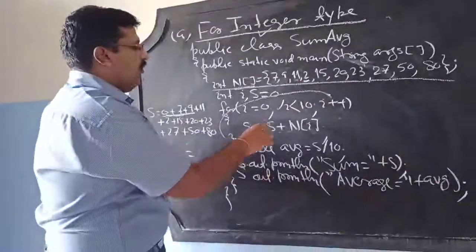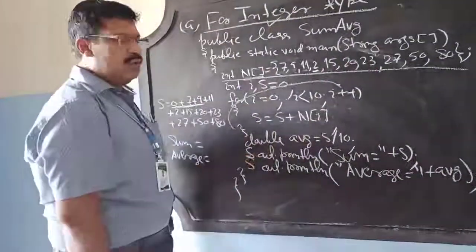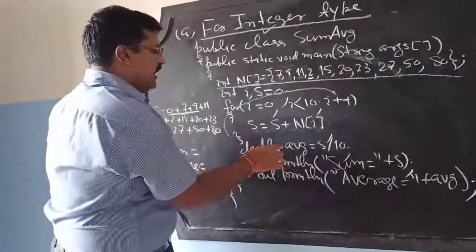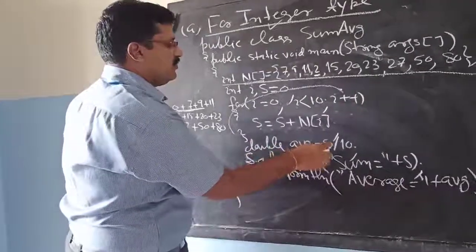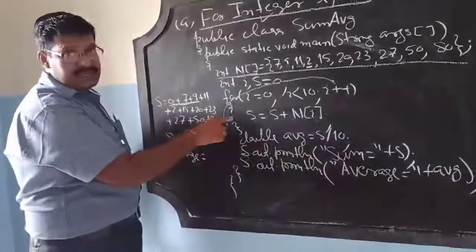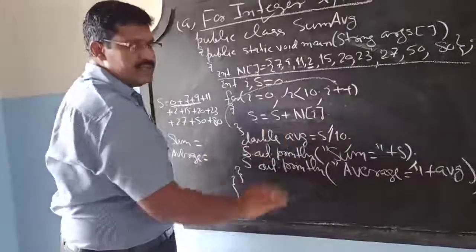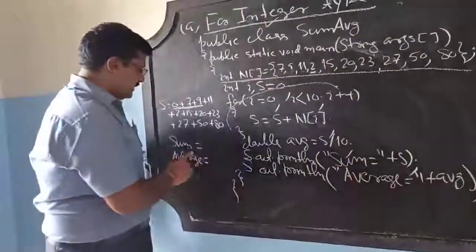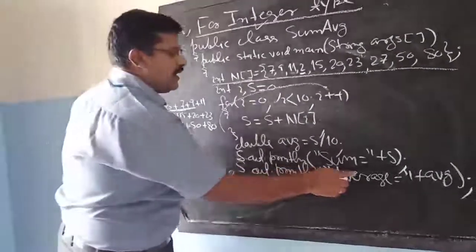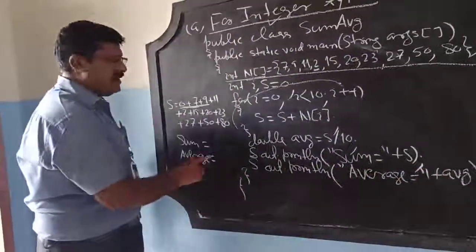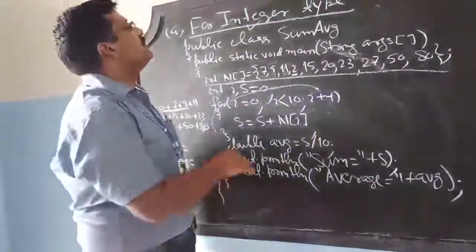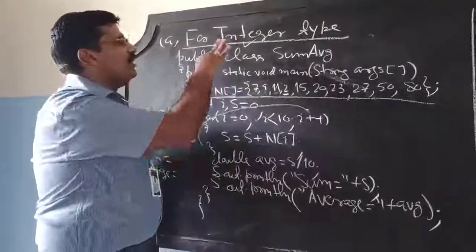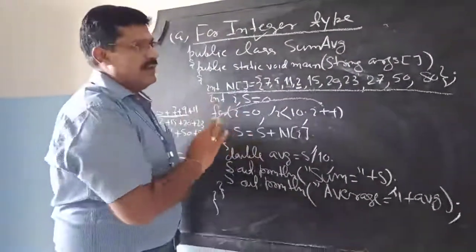Now when i becomes 10, we come out of the loop. It finds the average: double average equal to sum by 10. So whatever sum comes, divided by 10, that is the average. Now print the output: sum equal to s, whatever sum comes, that will be printed, and average equal to average, whatever average comes is printed. So this was a program based on the integer type in an array.